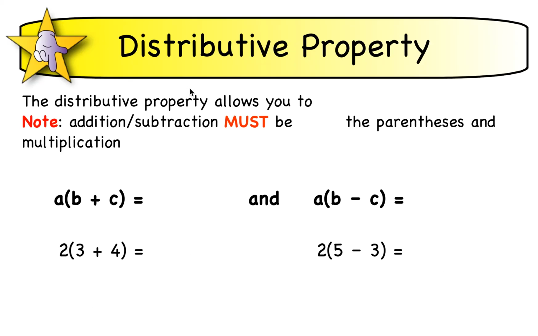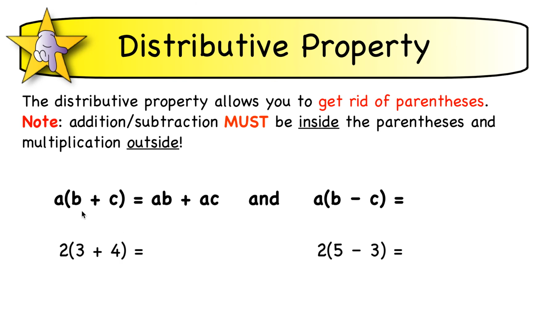Now the distributive property is completely different from the commutative and associative properties. The distributive property allows us to get rid of parentheses. So one thing to note is that the addition and subtraction must be inside the parentheses, and the multiplication is done on the outside. Okay? So whether we have numbers that are added or subtracted, what happens is we distribute what's on the outside through the parentheses. So instead of a times b plus c, we get a times b plus a times c. And then on the right-hand side, a times b minus c, when we have a difference of two numbers, we end up with ab minus ac.